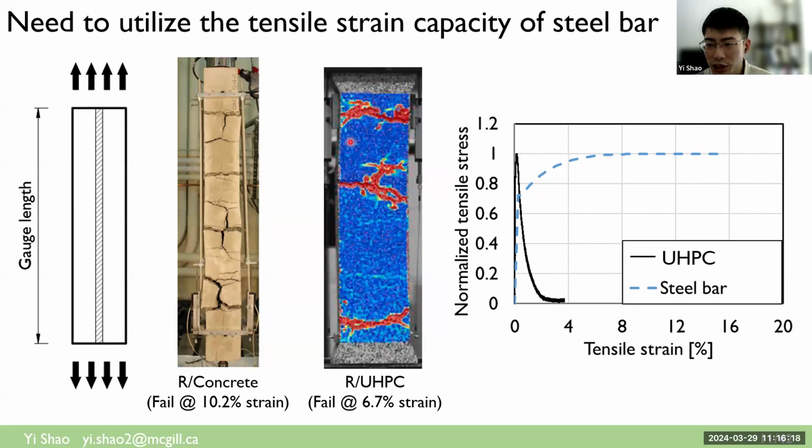So in order to achieve high tensile strength capacity of reinforced UHPC, not UHPC itself, but steel rebar reinforced UHPC, we need to utilize the high tensile strength capacity of steel rebar. So at the ultimate stage, we want the steel rebar to better utilize the high plasticity in steel rebar in order to get the high tensile strength capacity of the rebar reinforced UHPC, the composite behavior.